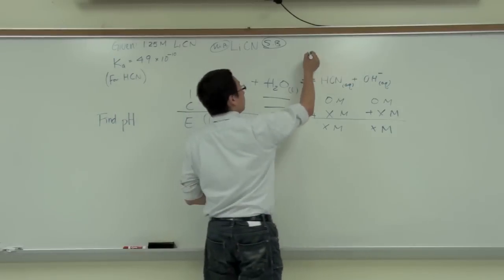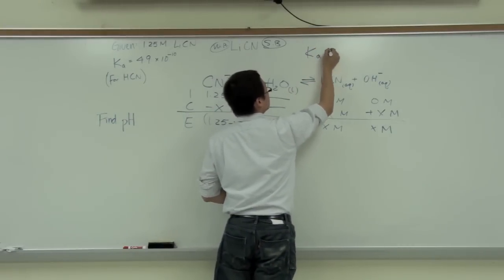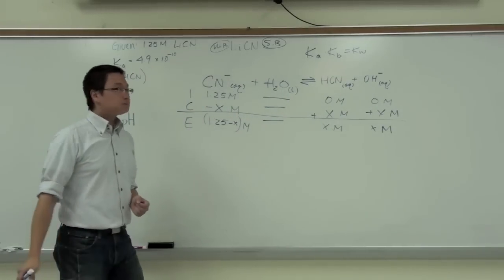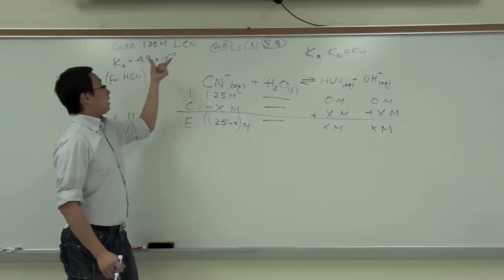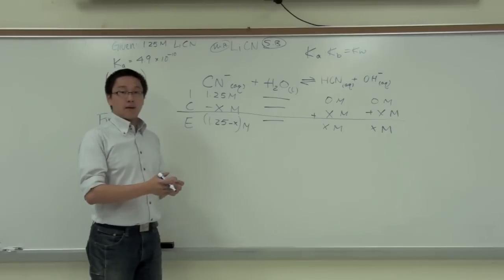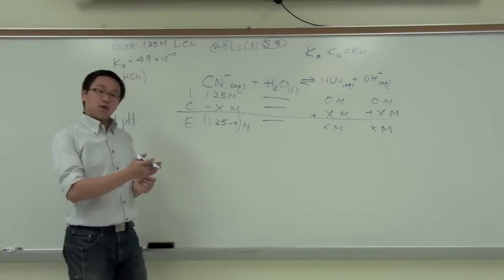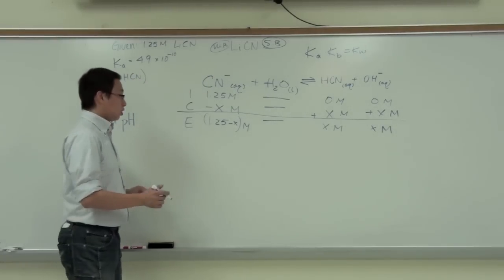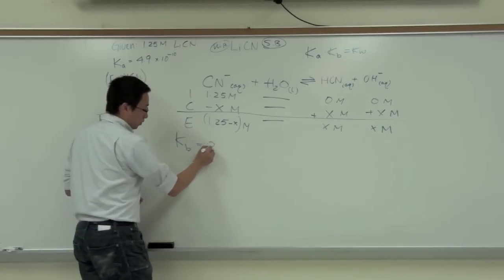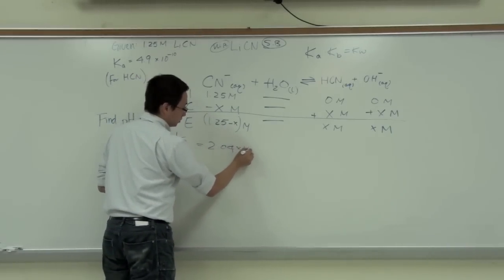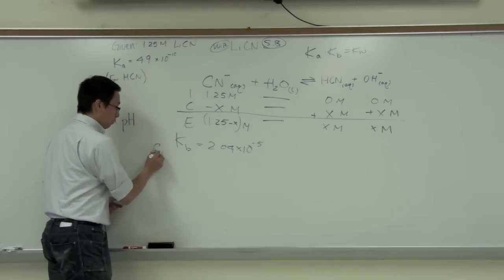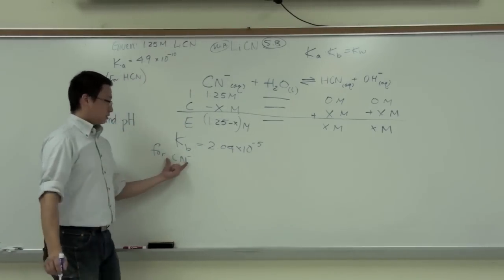If you pay attention in class, we go over this equation and explain why this is. If you put the Ka here, and Kw is 1.0 times 10 to the negative 14, if you put those two numbers into the equation, you will find that the Kb is equal to 2.04 times 10 to the negative 5. That will be the Kb for the cyanide ion.